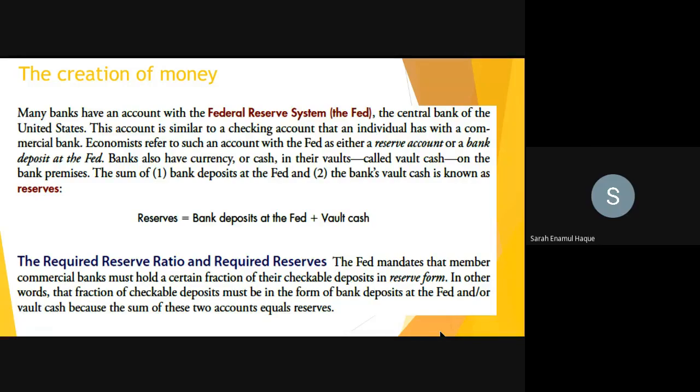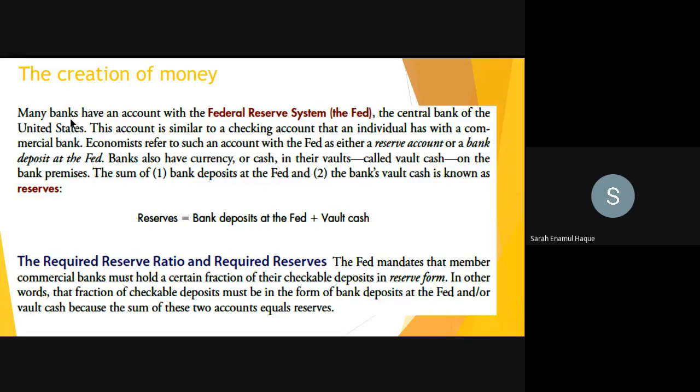But here what we are going to see is that new notes will not be created, but money use will increase. So that's why it's actually called creation of money. Once we read, you'll understand what's happening. But before we go directly into the creation of money, some things we need to understand. So let's read what's written on the screen.